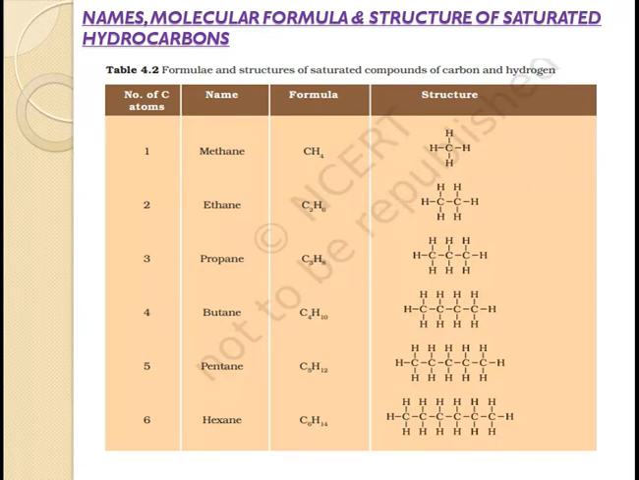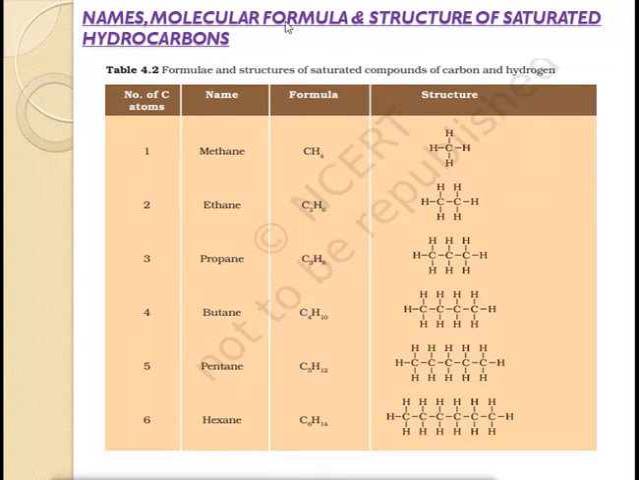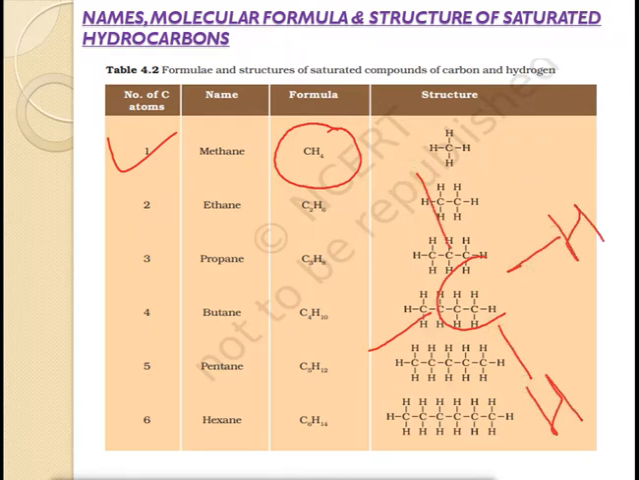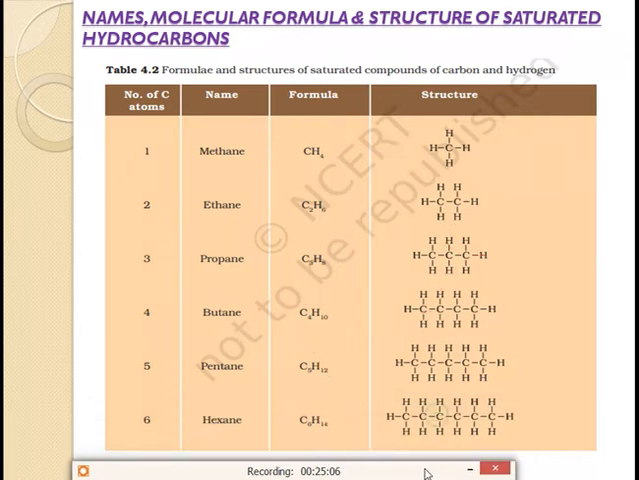Next, this table is given in your NCERT textbook. So let's go through this table once. Names, molecular formula and structure of saturated hydrocarbons. Saturated means only single bonds are present. The first one is methane. How many carbon atoms are there in methane? Only one carbon atom, and the formula is CH4. If we draw its structure, one carbon atom and four hydrogen atoms, we will link the four hydrogen atoms like this. So this is the structure for methane. Next we have ethane.